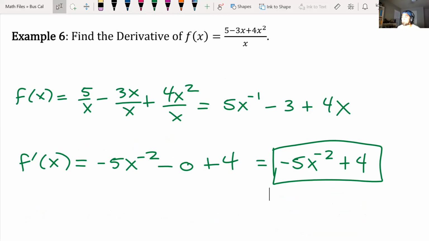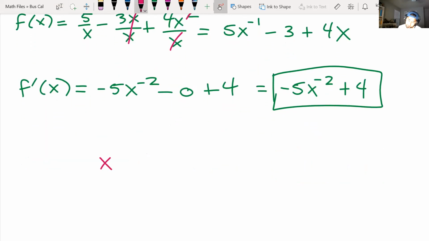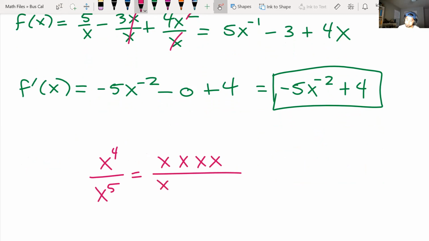On the 3x over x, does it just become the 3 because you take away the top x and the bottom x? Exactly. Those cancel. Okay, so when it's x squared over x, you're taking away just one x, and that's why you're left with one x. If you want to understand canceling without knowing some rules, let's say it had x to the fourth over x to the fifth. X to the fourth means x times x times x times x. X to the fifth means x times x times x times x times x. And then you just have a good old time saying, cancel, cancel, cancel, cancel.